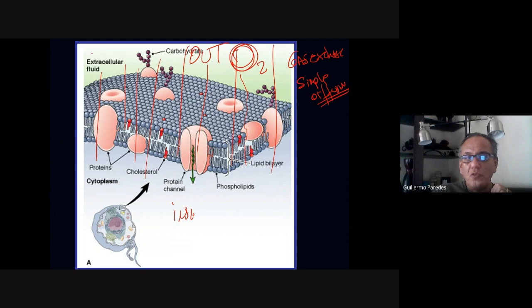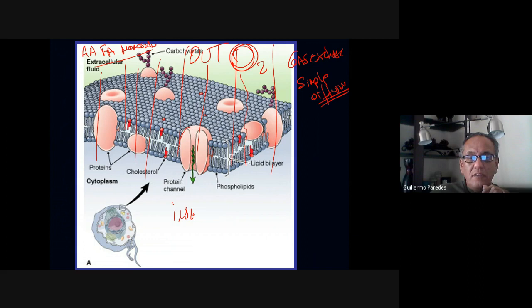The fatty acids are going to be the monosaccharides. Those are the monomers of the nutrients. And for this, they need to pass through a channel that is this protein. So what is this protein doing?